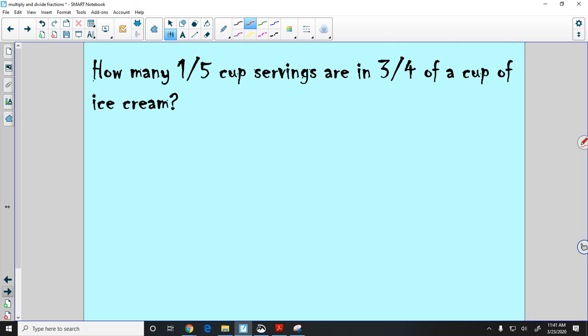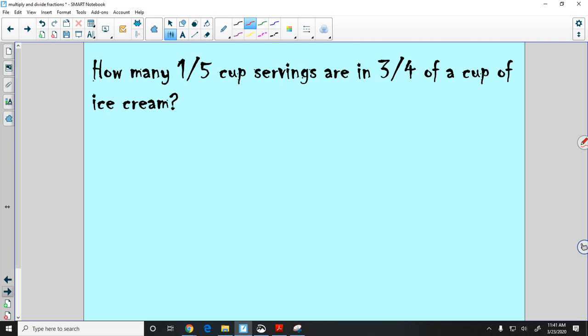All right. Let's look at a word problem real quick. It says, how many 1/5 cup servings are in 3/4 of a cup of ice cream? Okay, how many 1/5 cup servings are in 3/4 of a cup of ice cream? So this is kind of difficult, tricky to think about, okay?